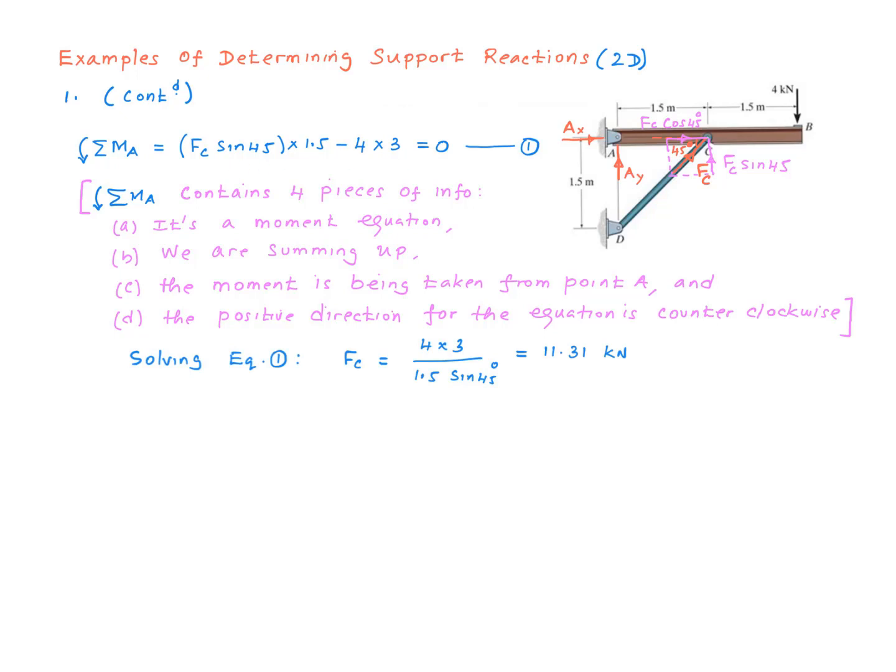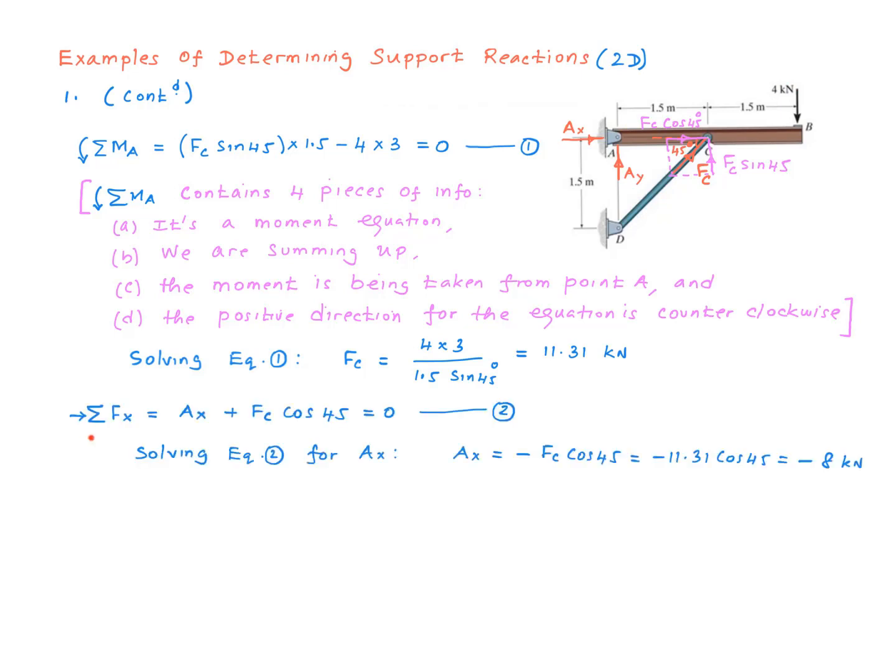Alright, so I'm going to solve equation number 1. First we simplify it like this, and then we use the calculator to come up with the number for FC. So FC works out to be 11.31. And at this point, you also want to put the units. So all of the forces are going to be in kilonewton.